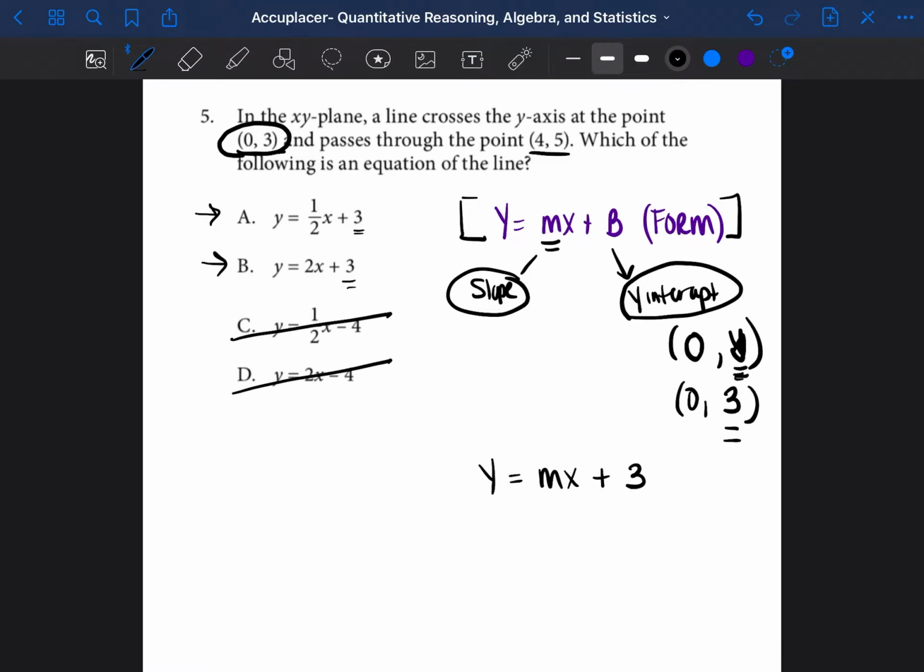Just as a reminder, y-intercept is always written as 0, a random number. It already gave us the y-intercept, (0, 3). That 3 is where that line crosses over the y-axis. So the 3 is what we put in for the y-intercept. So now we have to figure out what the slope is.